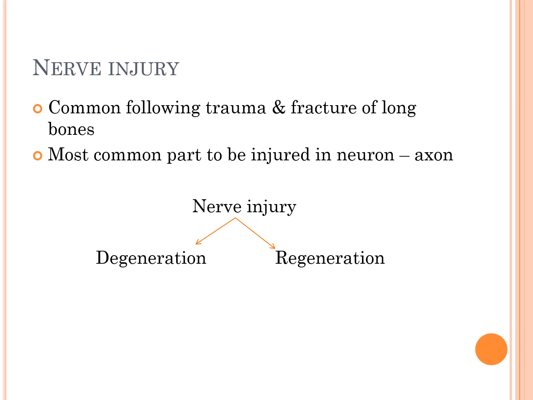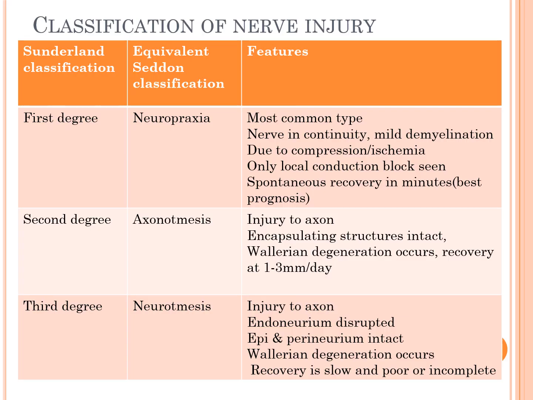Before that, when there is a nerve injury, immediately the first changes occur in the nerve cell body and the axon, and those changes are considered as degenerative changes. So first there will be degeneration following nerve injury, then there will be repair of the injured tissue. That is called regeneration. We will study this in detail, and we can classify nerve injury based on two classifications. One is the Sunderland classification, the other one is the Seddon classification.